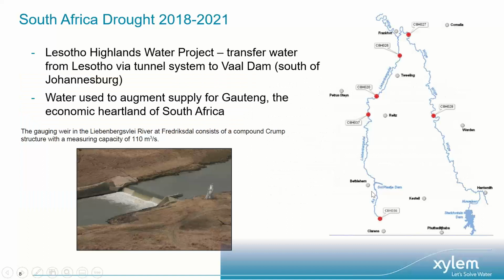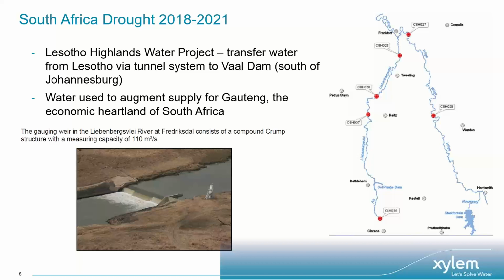All right, so this water project is called the Lesotho Highlands Water Project. And again, it's meant to transfer water from Lesotho through a tunnel system all the way up to the Gauteng province to the Mead Dam, which is just south of Johannesburg. And so this water is meant to augment the supply in the province.